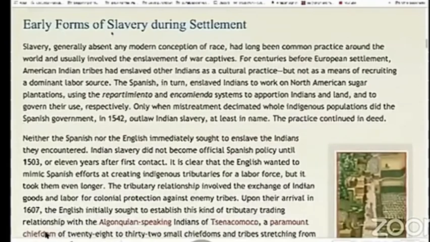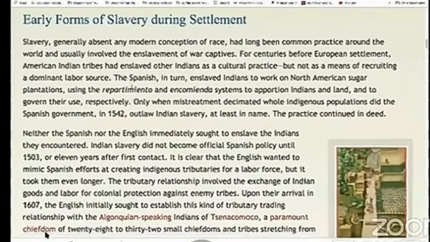It says here, early forms of slavery during settlement. Slavery, generally absent any modern conception of race, had long been common practice around the world and usually involved the enslavement of war captives. For centuries before European settlement, American Indian tribes had enslaved other Indians as cultural practice, but not as a means of recruiting a dominant labor force.